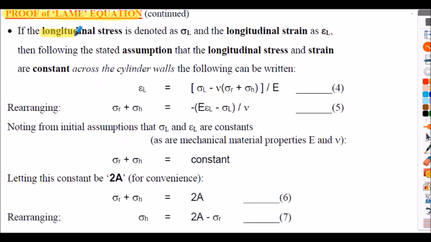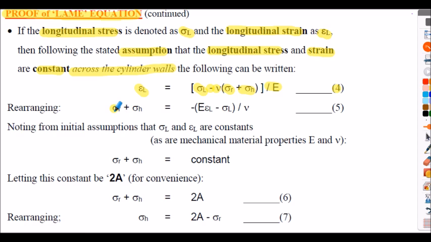Let's now consider longitudinal stress denoted by sigma L, and longitudinal strain denoted by epsilon L. Following our assumptions that the longitudinal stress and the strain are constant across the cylinder walls, we can write the following expression. This is from our previous elastic constants work. Epsilon L can be written as the stress in longitudinal direction minus the Poisson effect of the stress in the radial plus the stress in the hoop direction, all divided by E to give us equation 4. That's just from elastic constant work for a triaxial stress situation.